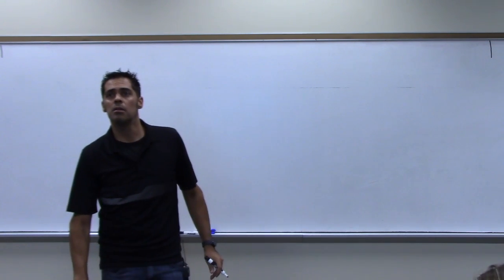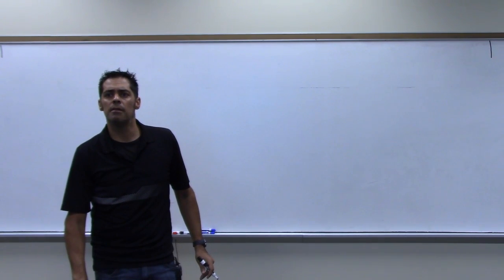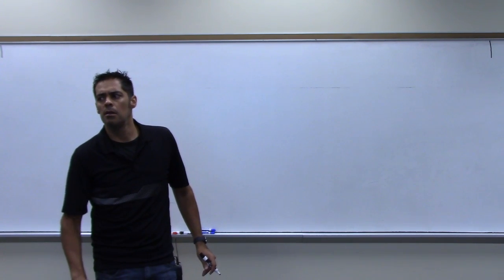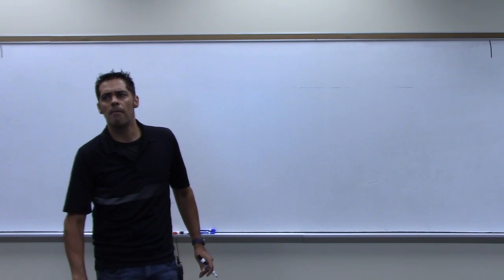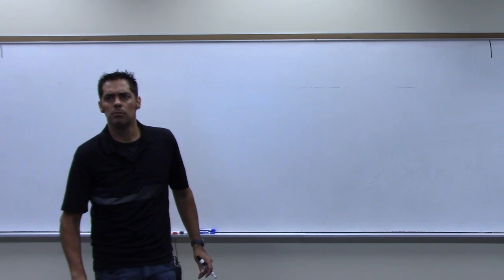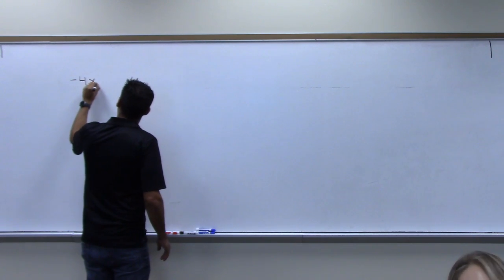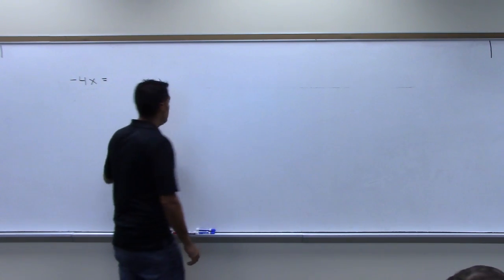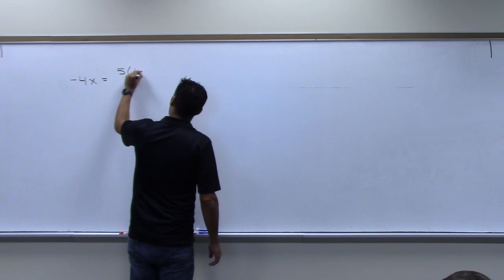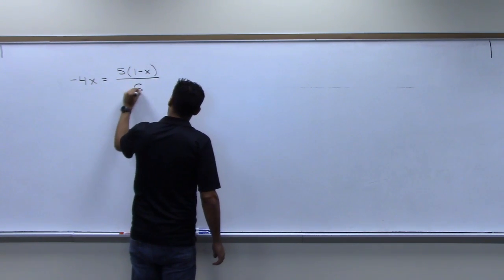On the homework, which would have been, where is it? Wait a minute. What page was it? Do you know? Yeah, 12. All right. Negative 4x equals 5 parentheses 1 minus x over 6.